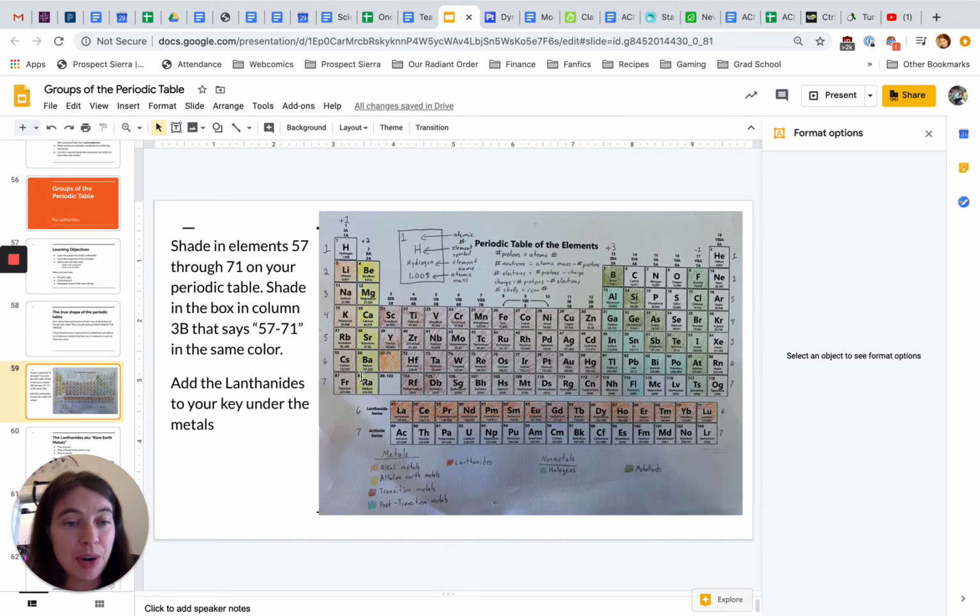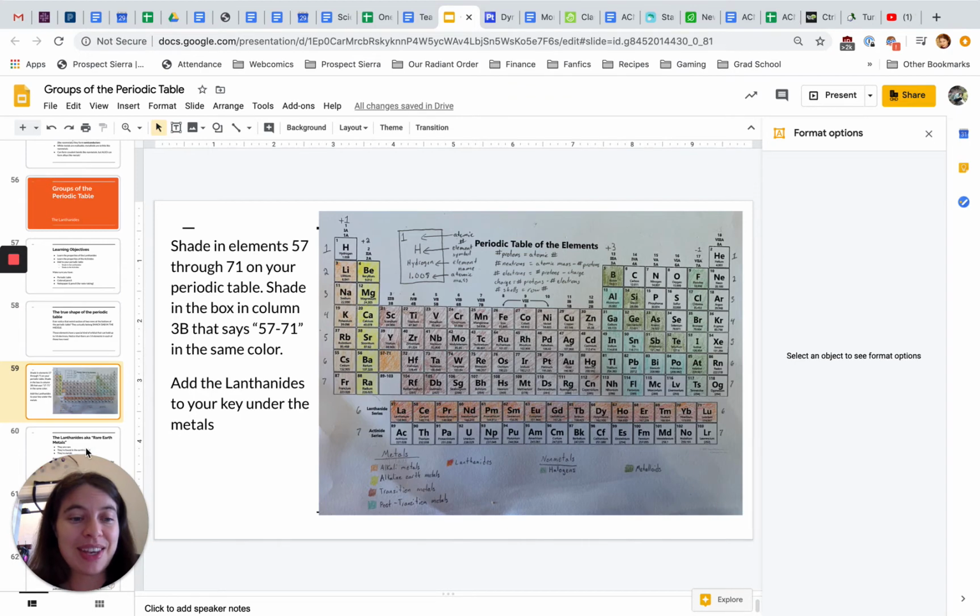So we're going to start with the lanthanides, which are elements number 57 through 71. Here I have colored them in with a reddish orange. I would like you to take a moment, pull out your colored pencils, lightly shade in your lanthanides, and also shade in this block right here so that you know exactly where these lanthanides actually belong in your periodic table. I also want you to make sure that you add the lanthanides to your key in the metals section, in the same section with your other metals. Go ahead and pause this, take your time, color that in, and then hit play when you are ready to move on.